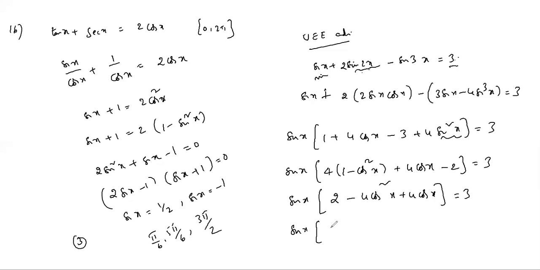So by adding 1, 3 minus 4 cos square x plus 4 cos x minus 1. Just I am adding 1, subtracting 1 here. So it is equal to 3. So you can write sin x, you can take outside. 3 minus 2 cos x minus 1 whole square equals 3 by sin x. 3 minus 2 cos x minus 1 whole square is always less than or equal to 3.